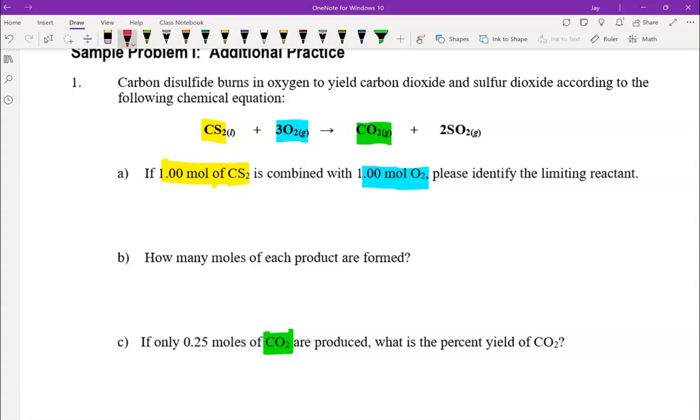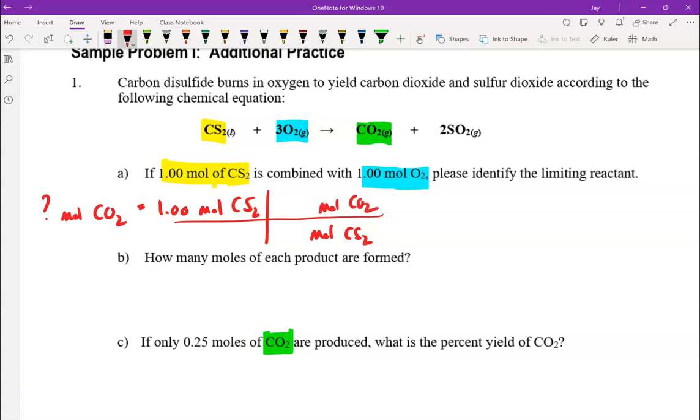So we're going to ask two questions. How many moles of CO2 are 1 mole of CS2? All right, got our balanced equation. So we're going to go from moles of CS2 to moles of CO2. And the ratio is 1 to 1. That means we're going to get 1 mole of CO2 from that stuff.